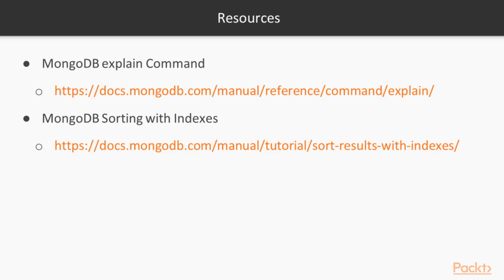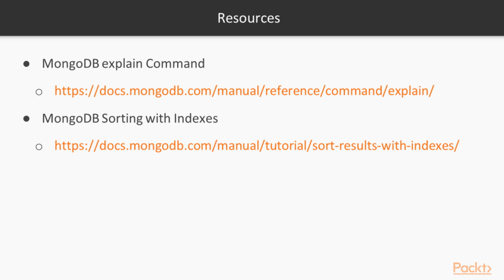So, some resources that you can look up for more information on this. One is the explain command, and you can see all of the different fields that we didn't cover in this. We can also look at MongoDB sorting with indexes, and it goes over the details of exactly why we want to use that same order where we're doing range queries and sorting at the same time.